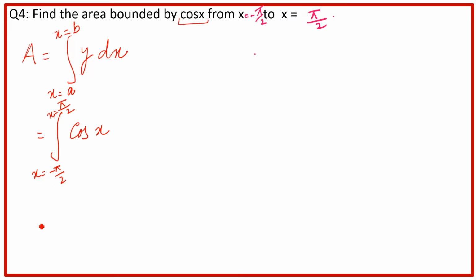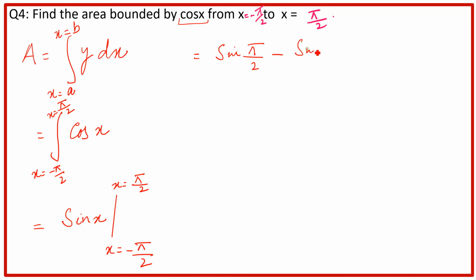Now we can start integration, and integration of cos of x is very simple. It is equal to sine x, from x is equal to minus pi by 2 to x is equal to positive pi by 2. Now we are going to apply these limits. Instead of this x, this is the theta, this is the angle. So it will be sine of pi by 2 minus sine of the lower limit, which is minus pi by 2.